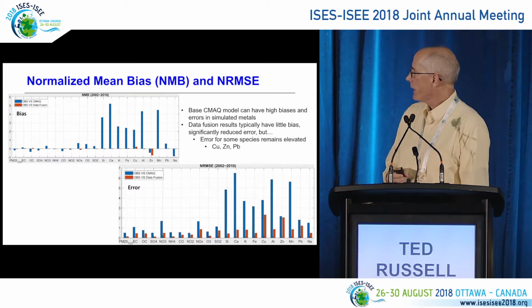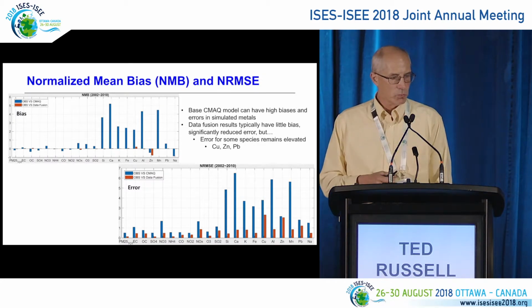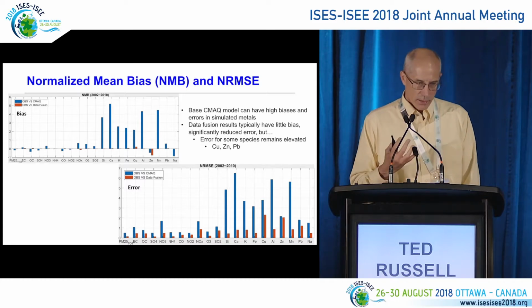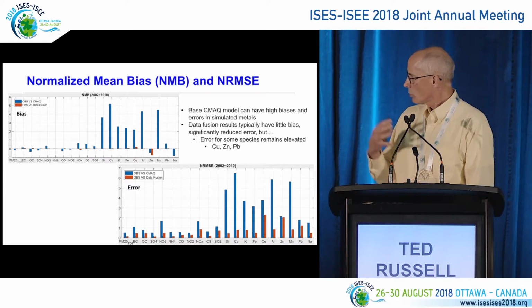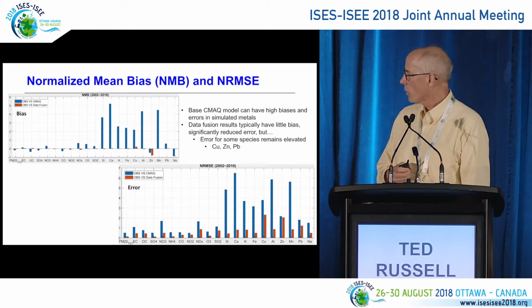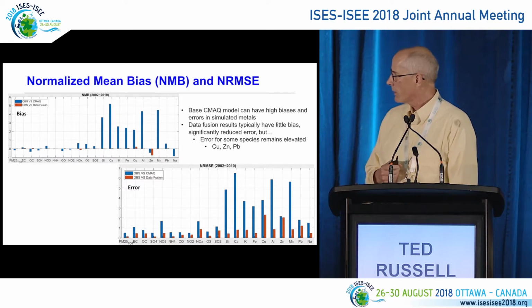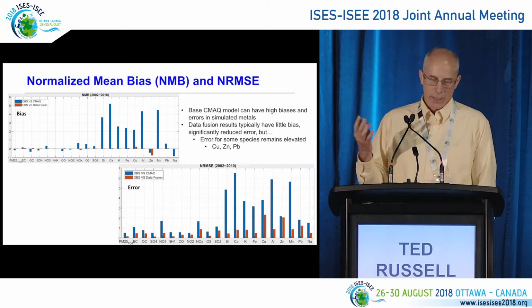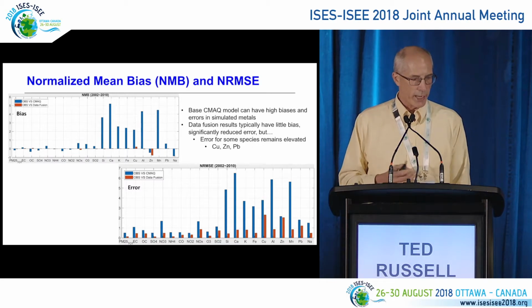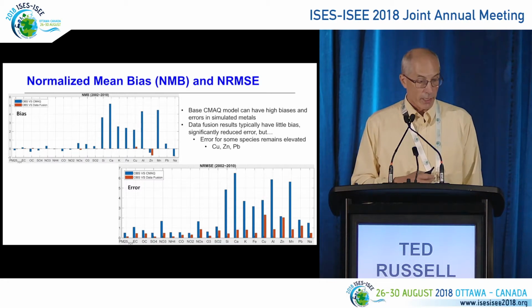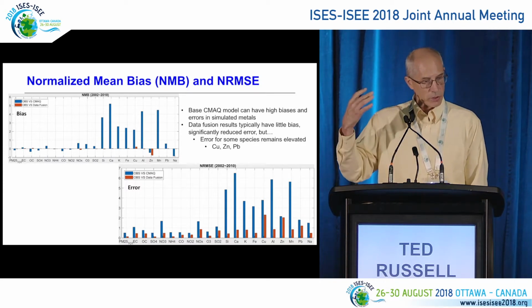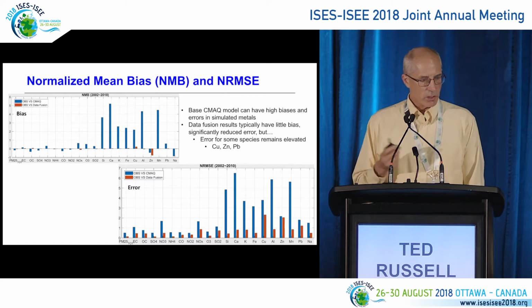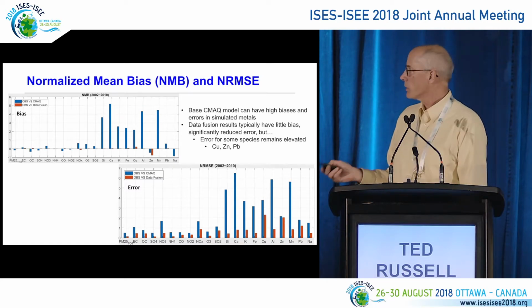When you start looking at the error, this is the normalized root mean square error, a similar picture emerges. For the traditional pollutants that we've used before, the errors weren't quite so high, and when you apply the data fusion, they go down significantly. And for the metals, they're similar, but they start much larger and then go down. But you still have a couple of bad actors as well.